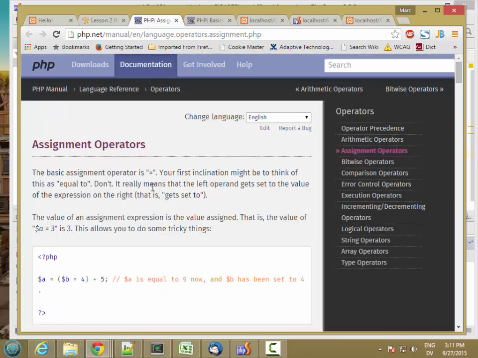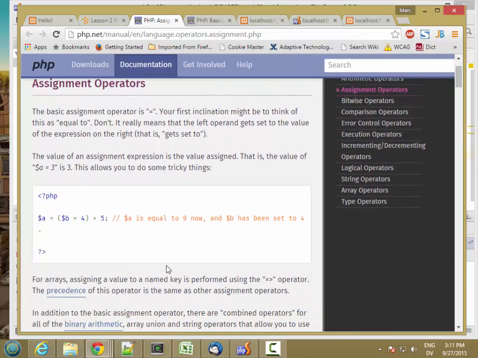Let's get started with the assignment operator. We've seen this already. That's the equal sign. So equal sign is called the assignment operator, and it basically works by calculating whatever's on this side and storing it into this variable. So it's always calculate the value here, store it into here.